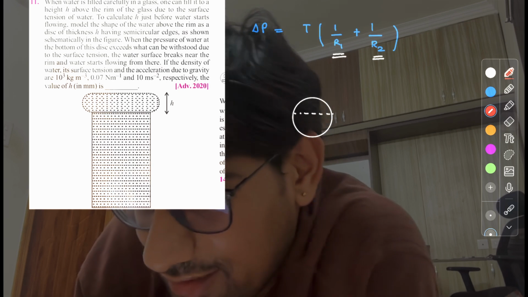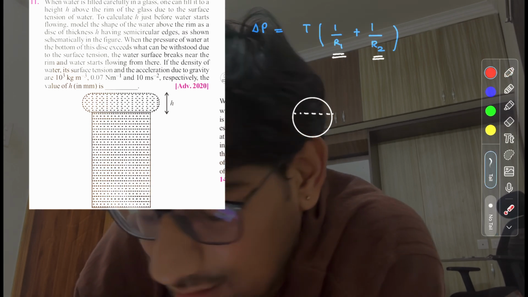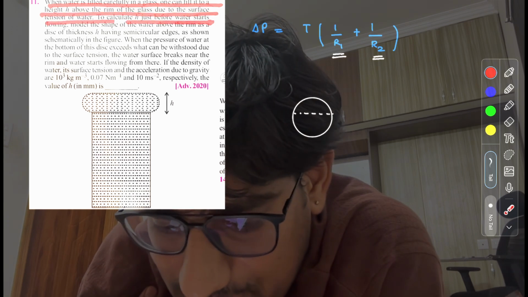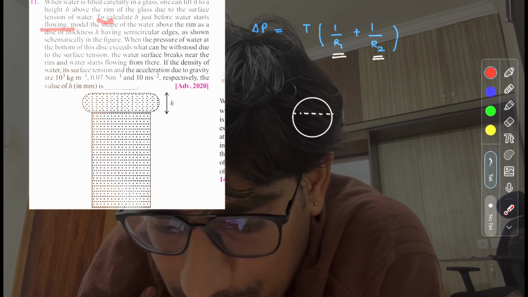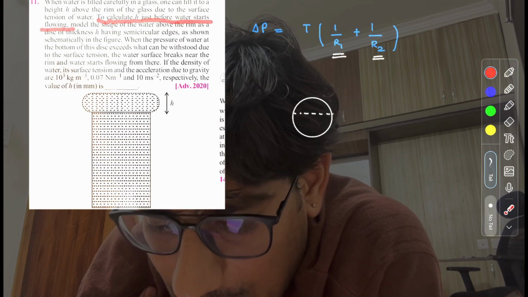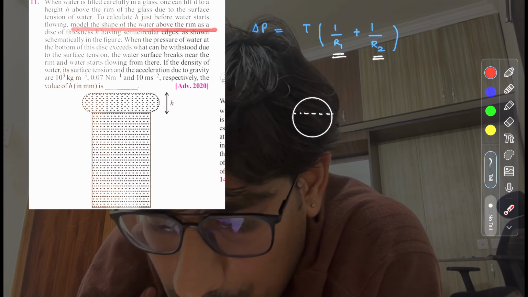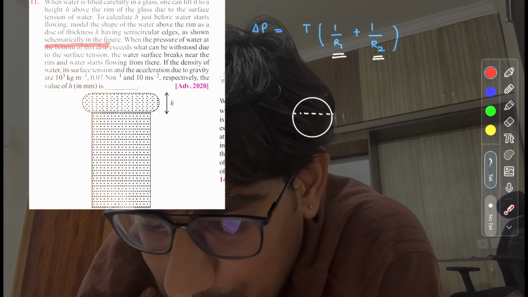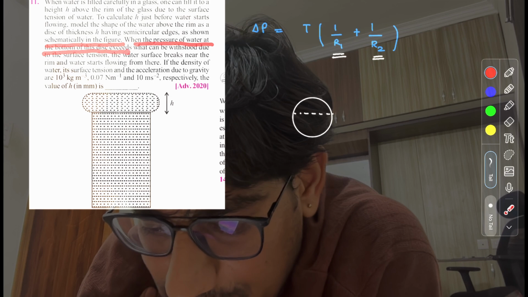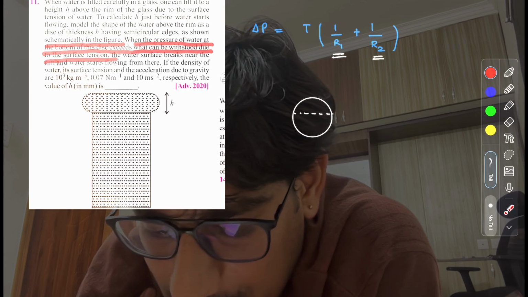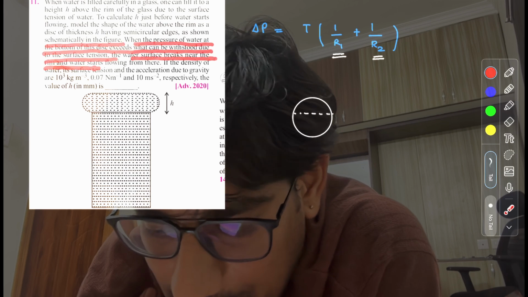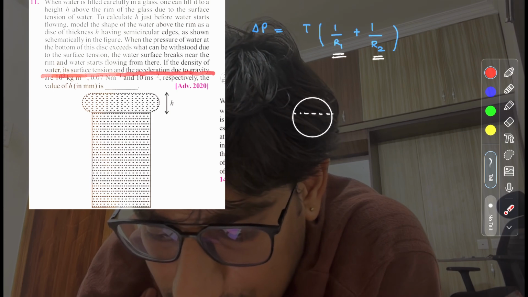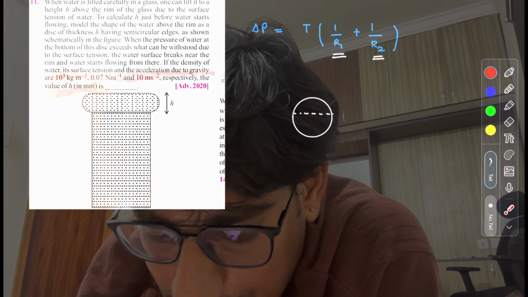This question is a very nice question. They are saying that when water is filled carefully in the glass, one can fill it up to h height. Calculate h just before flowing. To calculate this, model the shape of water above the rim as a disc of thickness h, having semicircular edges as shown symmetrically in the figure. When the pressure of the water at the bottom exceeds what can be withstood by the surface tension, water breaks near the rim and starts flowing. The density of water and the other values are given, and we need to find the value of h.